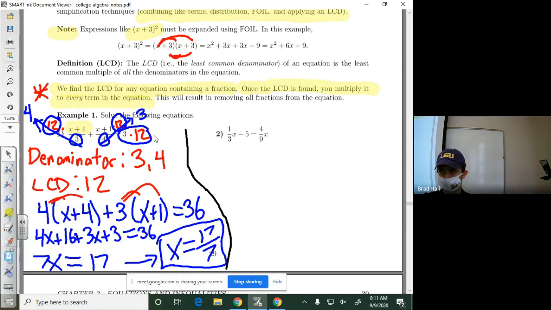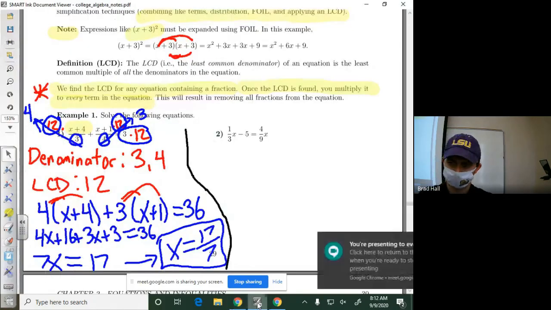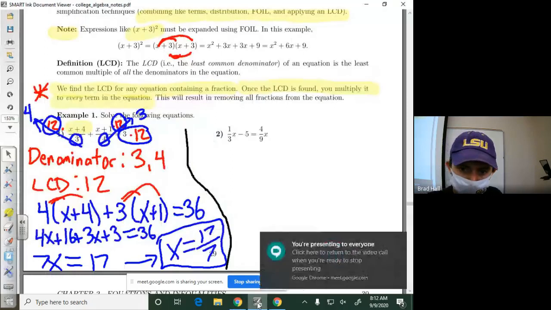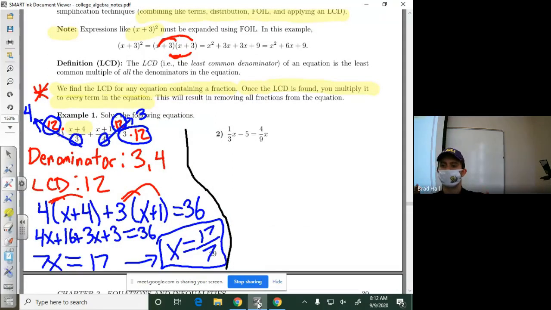Does anyone have any questions so far? Or if you do, I suggest you might want to wait until after problem 2 here. So let's go ahead and look at problem 2. We're going to do the same exact thing. So you look at problem 2 and it says solve.